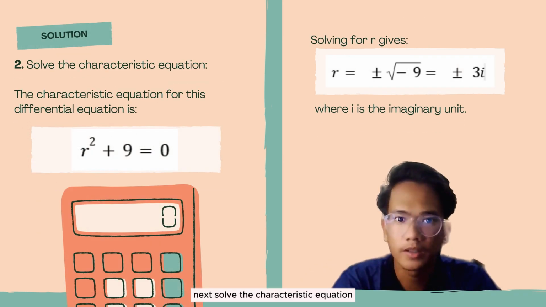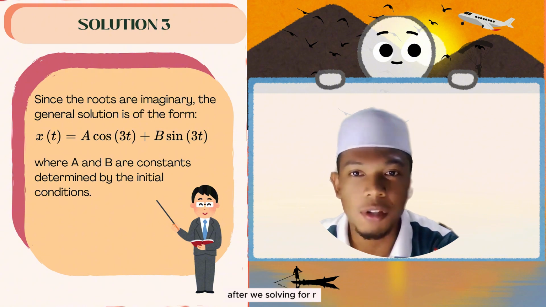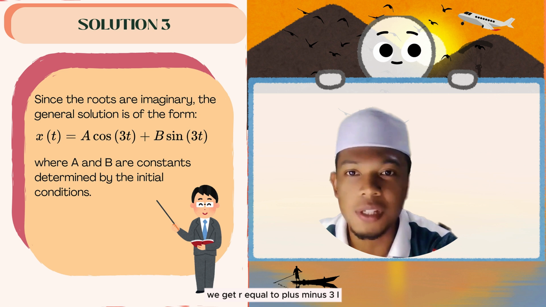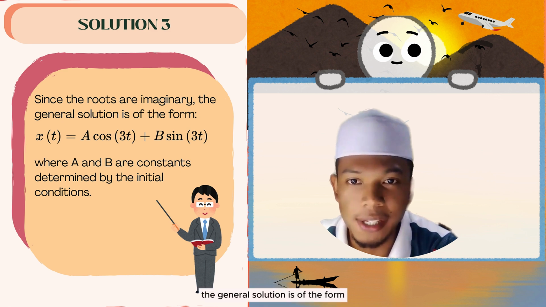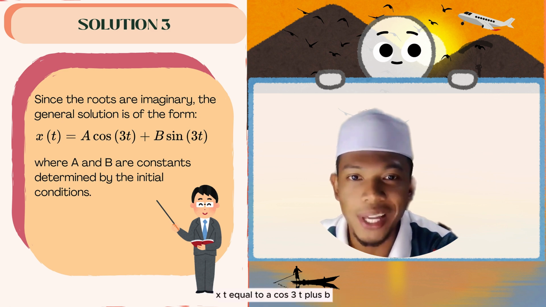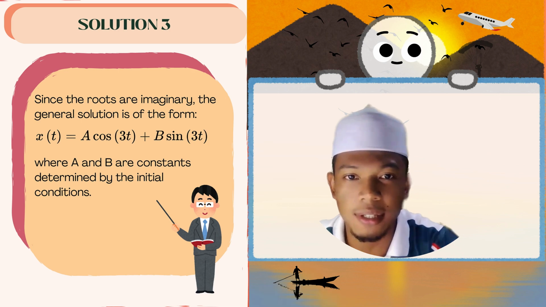Next, solve the characteristic equation. The characteristic equation for this differential equation is r squared plus 9 equals 0. Solving for r gives r equals plus minus square root of negative 9, equals plus minus 3i, where i is the imaginary unit. So for the next solution, since the roots are imaginary, the general solution is of the form x(t) equal to a cos 3t plus b sin 3t, where a and b are constants determined by the initial conditions.